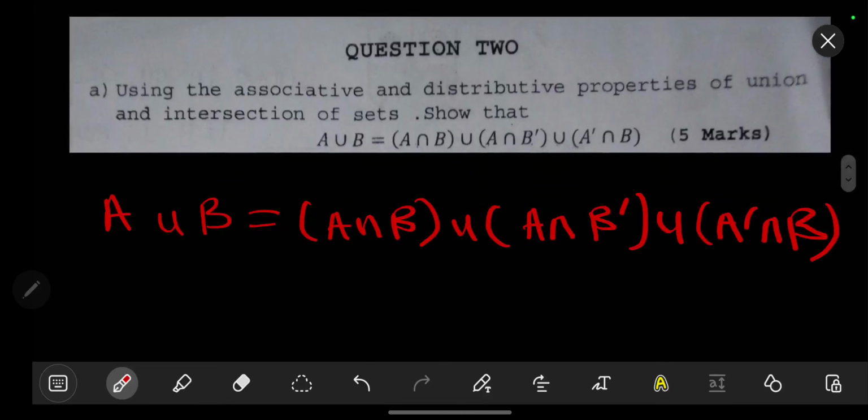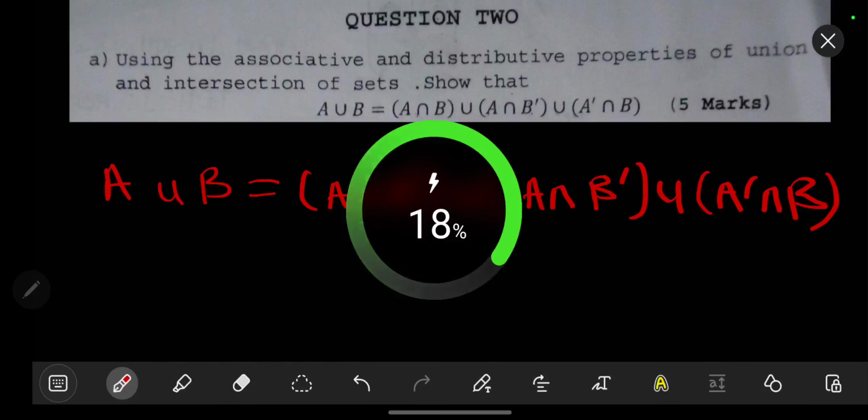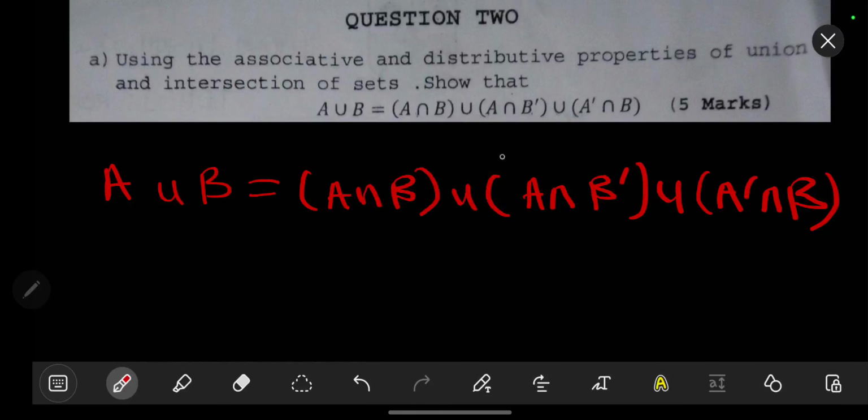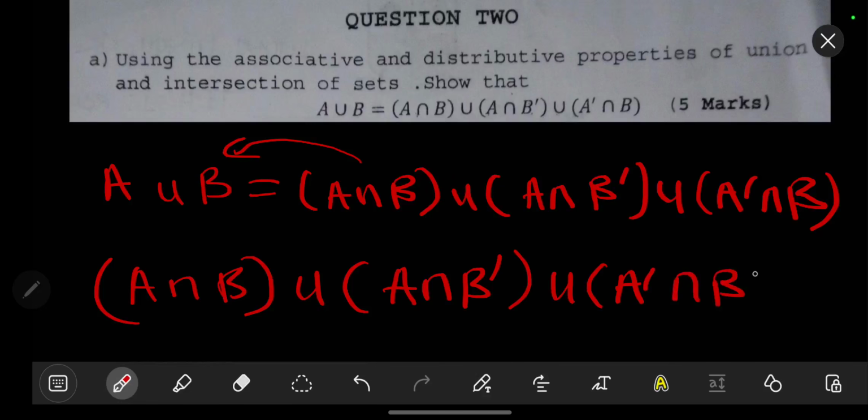We are required to pick the side that is more complex. So we are going to pick this side, which is A intersection B. This part, we are going to take it to the easier part there. So we have A intersection B, union A intersection B complement, then we have the union of A complement intersection B.